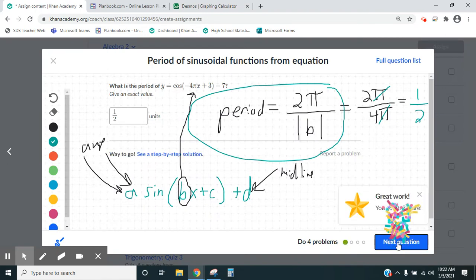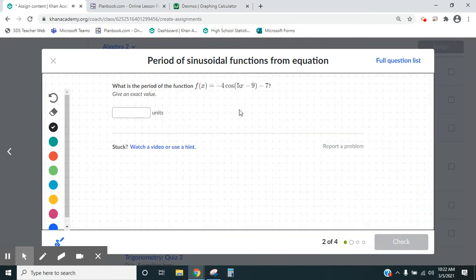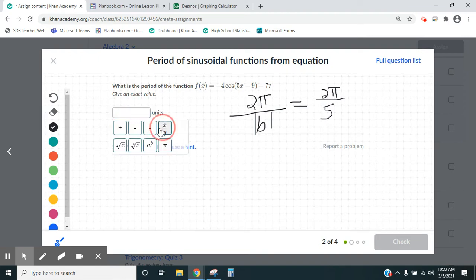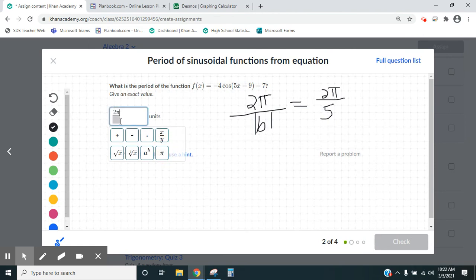We have a half. Let's do another one. We're going to do the same thing. We're going to use this formula for the period: 2 pi divided by the absolute value of b. What is b in this equation? It's just 5. So sometimes it's going to be a number. Sometimes it's going to have a pi in it, so on. Can we reduce 2 over 5? No, we can't, right? So that's our answer. 2 pi over 5.